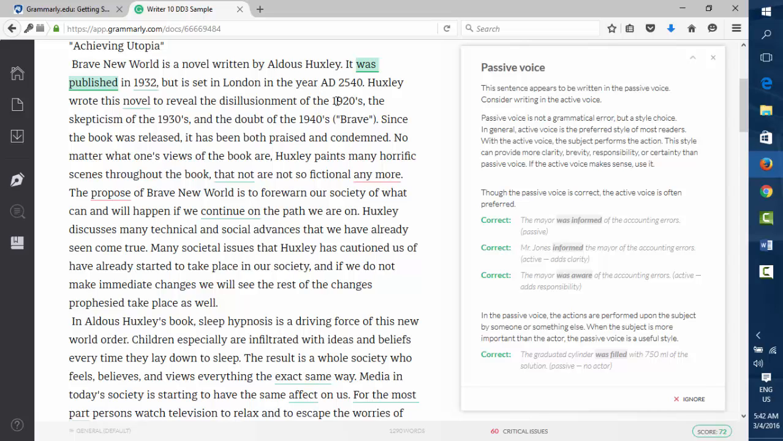When the passive voice is just used because it's more convenient, that isn't necessarily a very good reason to use it. Then it's better to use the active voice, because the active voice makes your writing more energetic and more forceful, and it also is more direct, clearer, and more concise for the reader.